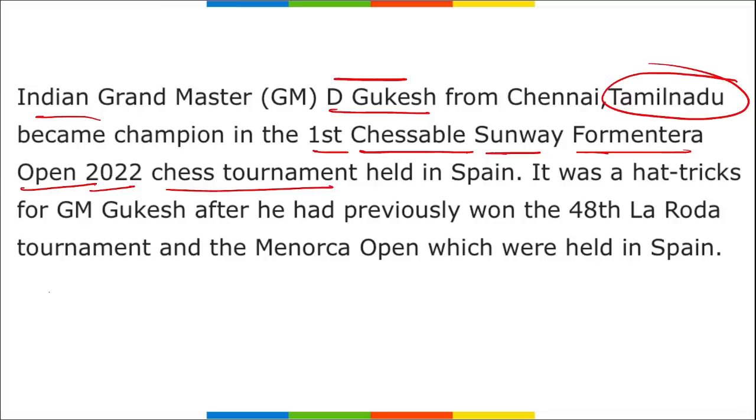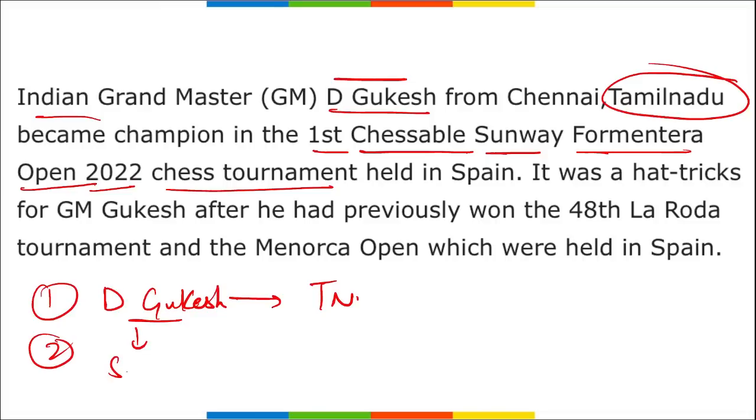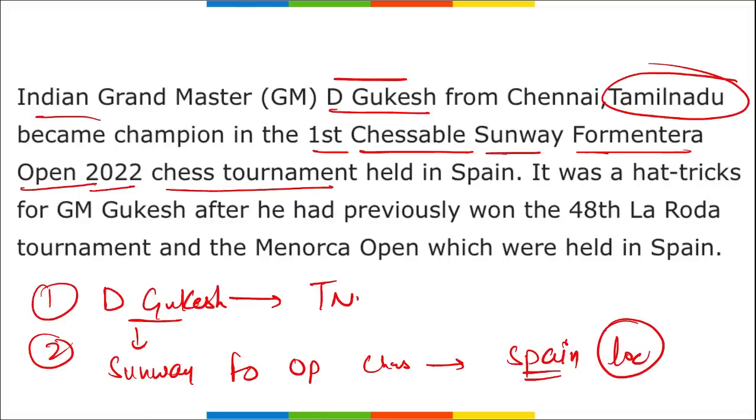This was held in Spain. So what are the things you need to remember? Who won this Sunway Formentera Open Chess Tournament? It was won by D. Gukesh. D. Gukesh is from Tamil Nadu. What did D. Gukesh win? He won the Sunway Formentera Open Chess Tournament. Where was this Open Chess Tournament held? This was held in Spain. So location is also important.